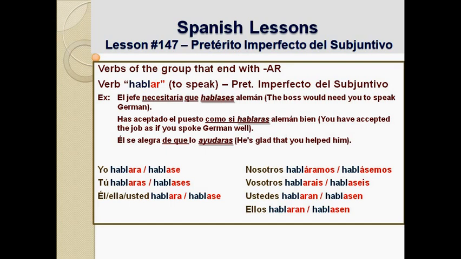Nosotros habláramos. O nosotros hablásemos. Vosotros hablarais. O vosotros hablaseis. Ustedes hablaran. O ustedes hablasen. Ellos hablaran. O ellos hablasen.